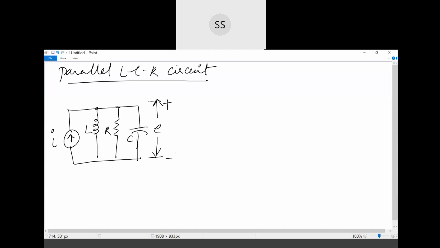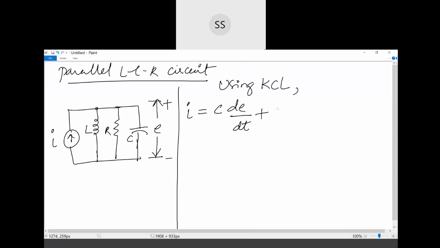Now, as it's a parallel circuit, this will be analyzed by KCL, Kirchhoff's current law. It is possible to write the applied current I, or the input current I, equal to C into dE by dt plus 1 by L into integral E into dt plus 1 by R into E. Consider this as equation 1.